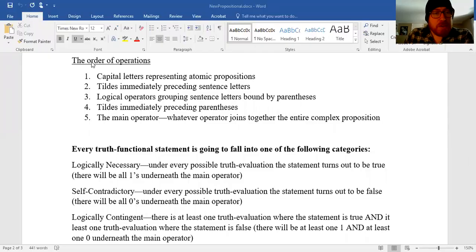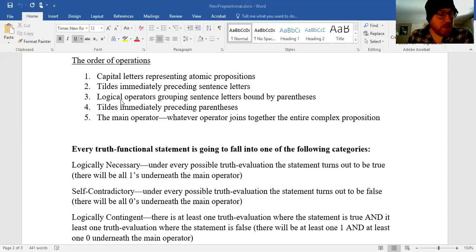All right, so I mentioned this in the last video, but it's worth going over again as far as the order of operations goes, okay? So whether you know the truth values of some of your atomic propositions or not, you need to go in this order, okay? So you start, once again, with capital letters that represent atomic propositions, okay? Now, the next thing that you want to calculate are tildes immediately preceding sentence letters. Then you look at logical operators that appear in bound parentheses.